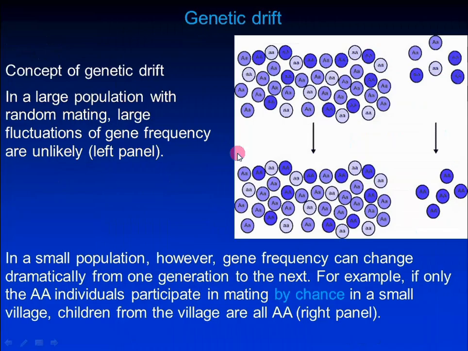As shown here, in a large population with random mating, large fluctuations of gene frequency are unlikely. In a small population, gene frequency can change rapidly from one generation to the next. For example, if only AA individuals participate in mating by chance in a small village, children from the village are all AA.